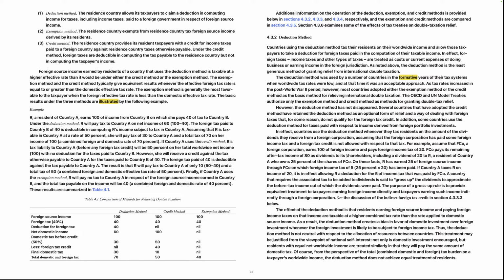However, the deduction method has not disappeared. Several countries that have adopted the credit method have retained the deduction method as an optional form of relief and a way of dealing with foreign taxes that for some reason do not qualify for the foreign tax credit. In addition, some countries use the deduction method for taxes paid with respect to income derived from foreign portfolio investments.